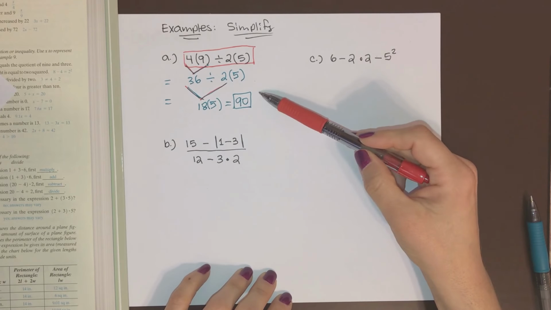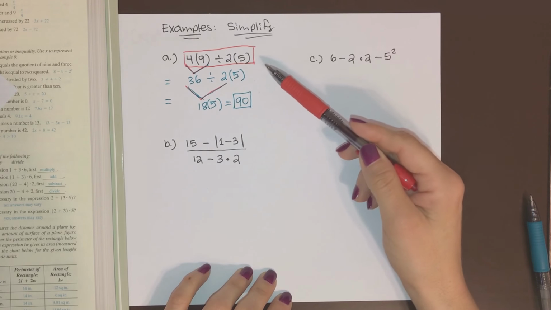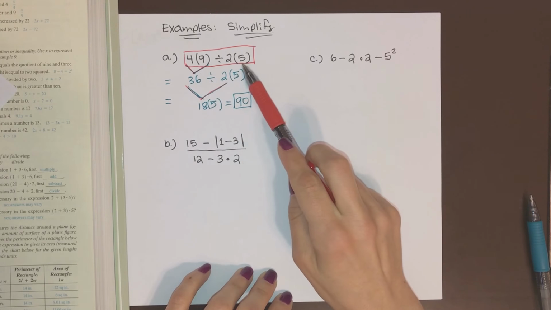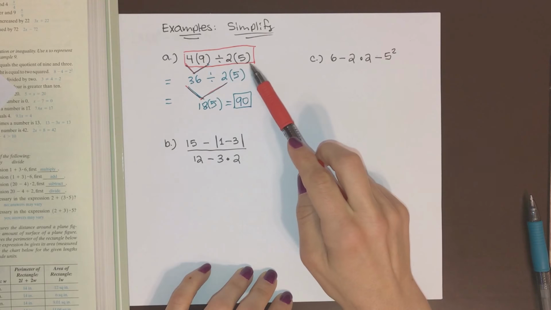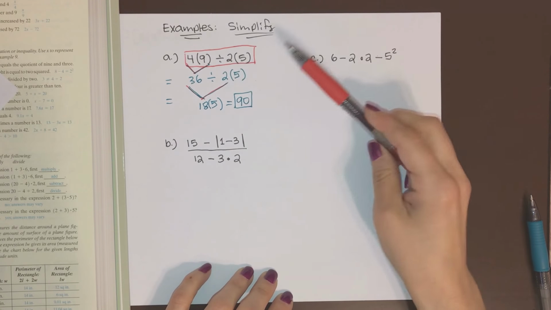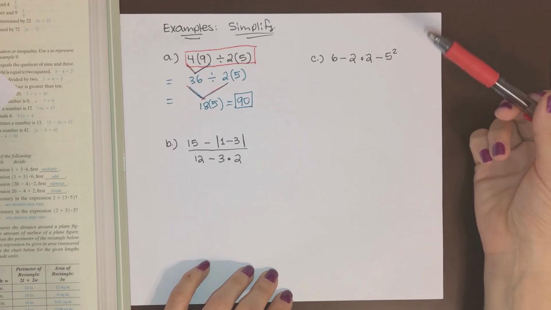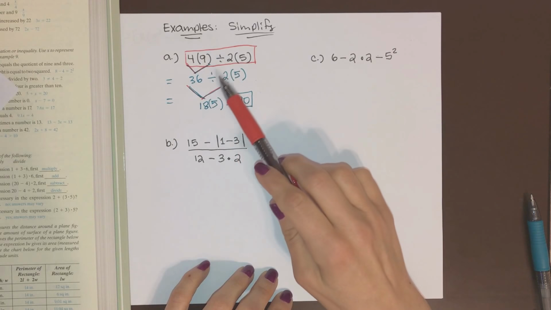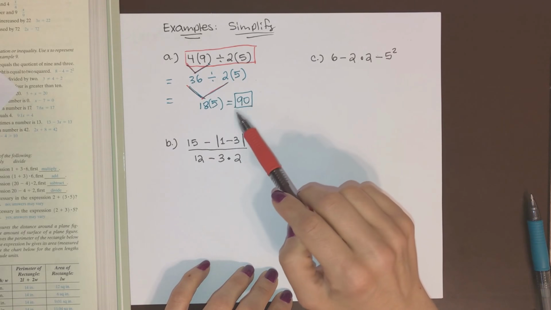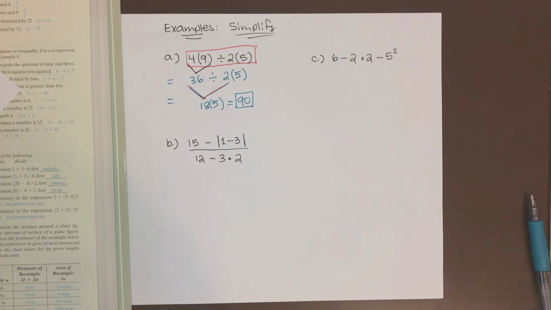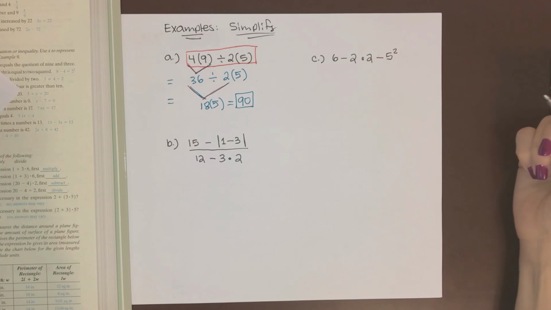A common mistake for this problem is that some students multiply both of the parts, multiply 4 times 9 and 2 times 5. They do that at the same time and then divide last. That is against order of operations. Remember, you have to go left to right. So left is multiplication, next is division, next is multiplication. So we have to go in that order. Next example.